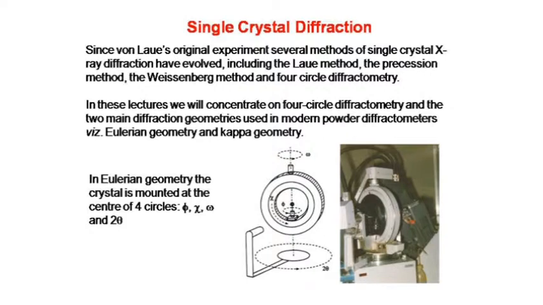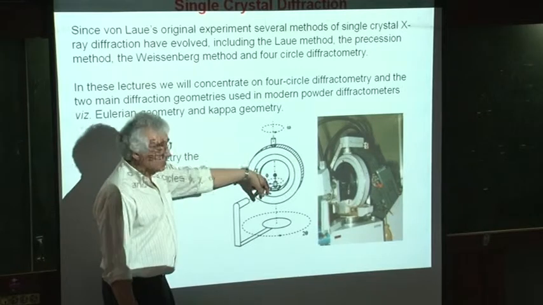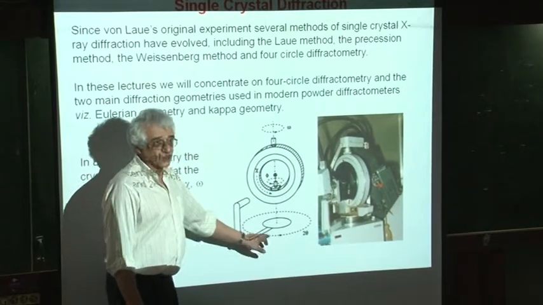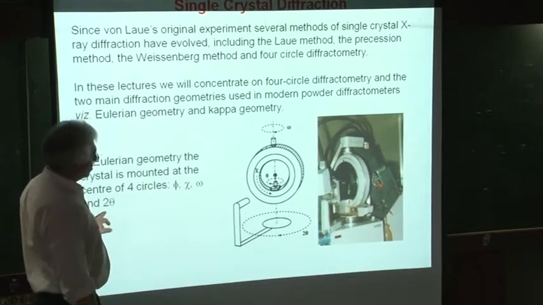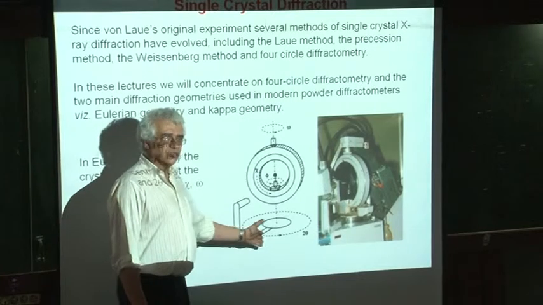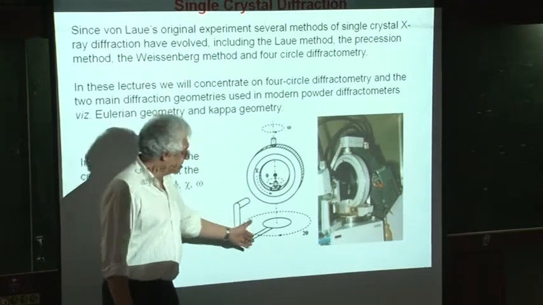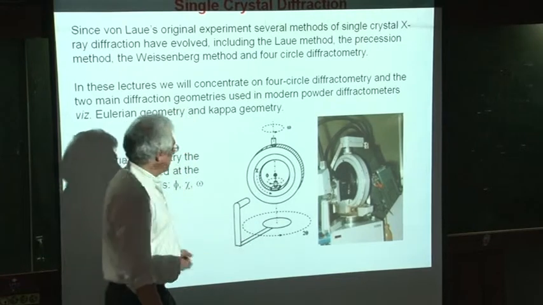So you mount your crystal in the centre of 4 circles. What does that mean? Here's the crystal, and you have circles. This is quite an old style diffractometer, but you have this crystal mounted in this sort of frame where you can rotate the crystal with respect to the X-ray beam and with respect to the detector arm. So we usually call these phi, chi, omega, and 2 theta. 2 theta is analogous to what we see in powder diffraction, so this is the same stepping of the detector.